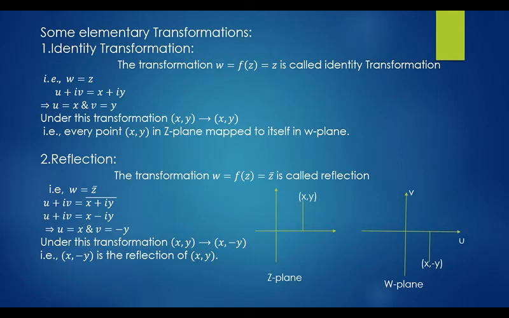For example, we can assume like this. In the z plane, the point x comma y lies in the first quadrant. After transformation, the reflection of x comma y in the W plane is in the fourth quadrant, by taking x as positive and y as negative, x comma minus y, which comes under the fourth quadrant. Okay, so this is called a reflection mapping or reflection transformation in complex analysis.